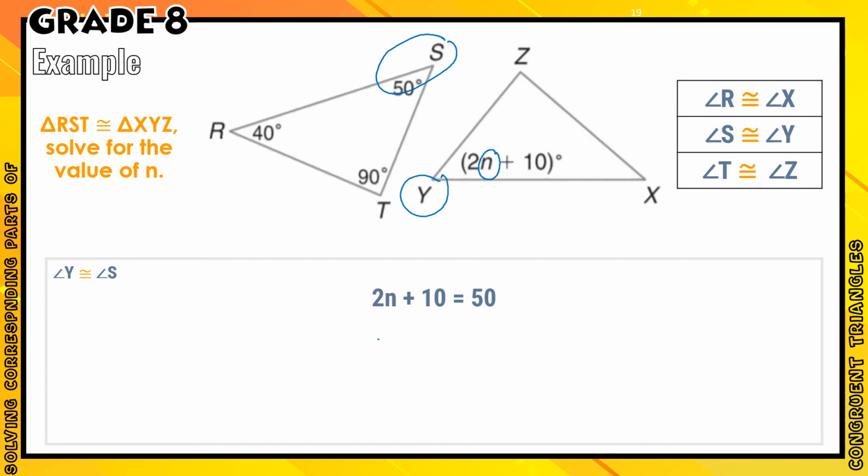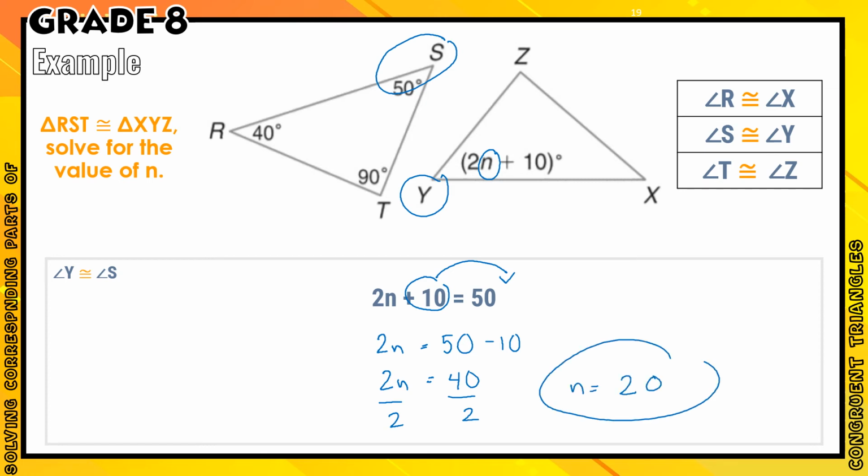Combine similar terms. So we have here 2n. Itong 10, lipat natin sa kabila. So we have here 50. From positive 10, it will become negative 10. So 2n is equals to 40. Divide both sides by 2. Therefore, n is equals to 20. That is the value of n.